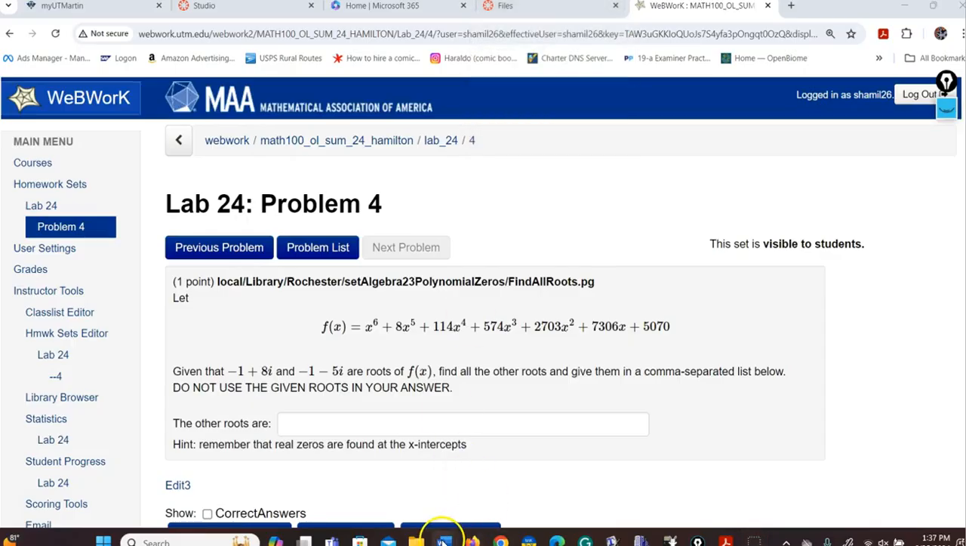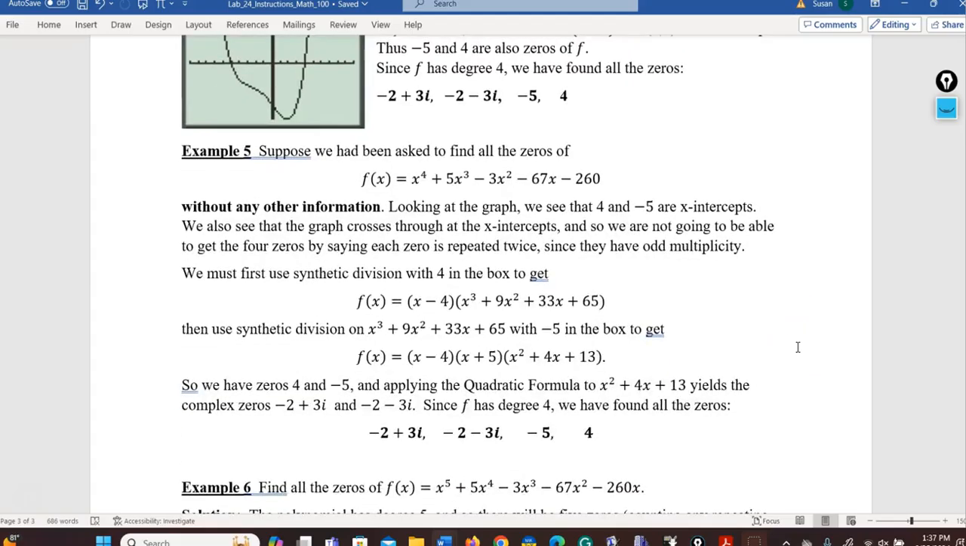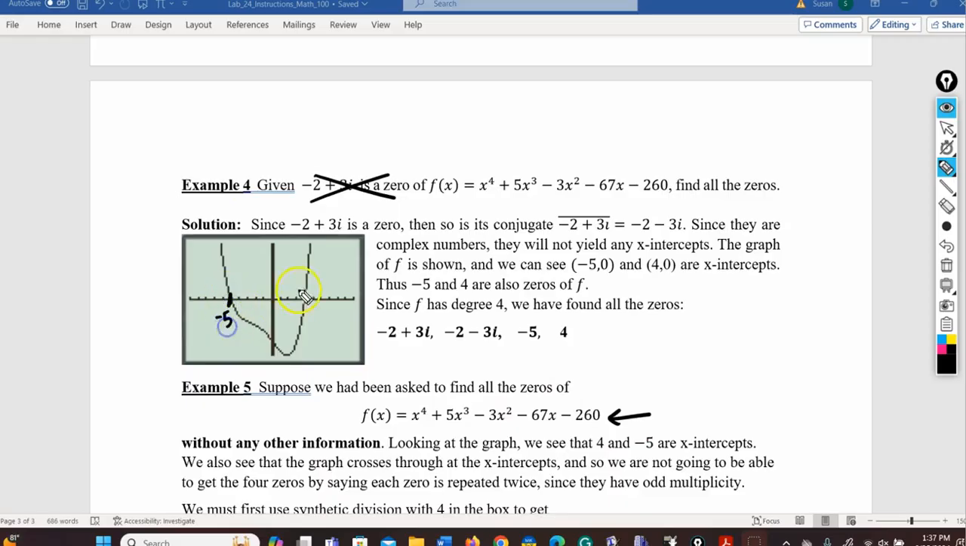What happens if you haven't been given any partial information? So let's come back here. Let's look at the same function. So I have the same function, but I haven't been given that information. So suppose we've been asked to find all the zeros of this, but we haven't been given any other information. Well, I would put this in my graphing calculator. And so this is the same function that we're using as example 4. And immediately I would see that I have zeros at -5 and 4.